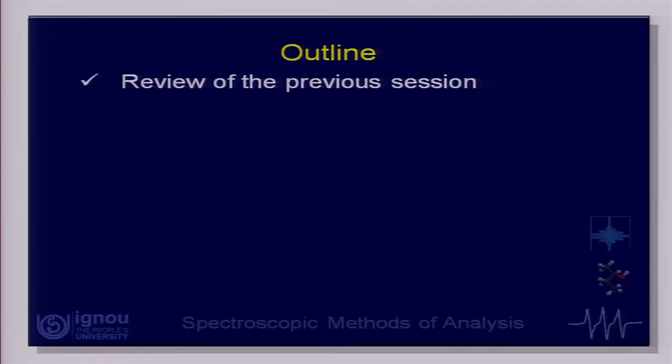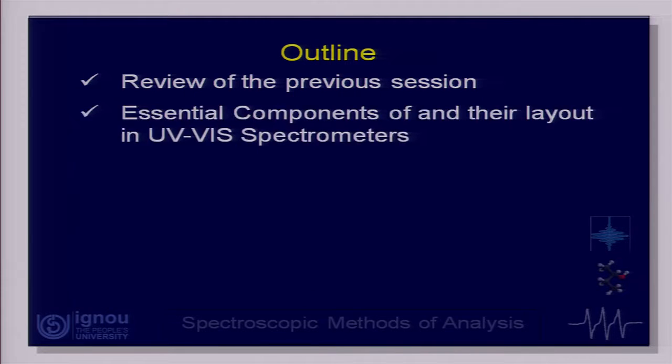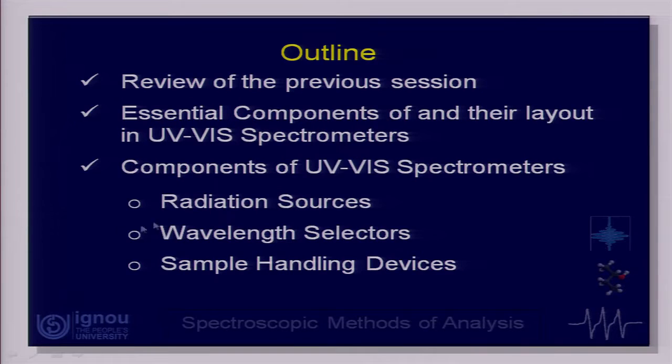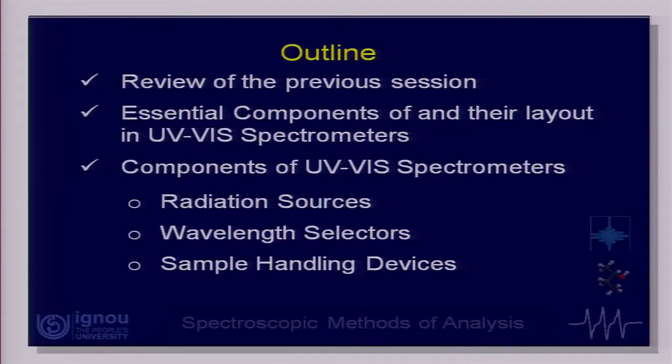The session is planned as follows. To begin with, we will briefly review what we did in the previous session. Thereafter, we will list the essential components of a UV visible spectrometer and their layout. Having done that, we will take up 3 components today, which we will discuss in detail: the radiation sources, wavelength selectors, and sample handling devices. We will talk about the purpose of these components, how they work, and what kind of components are used in a given kind of spectrometer. And towards the end, we will sum up what we do in today's session.